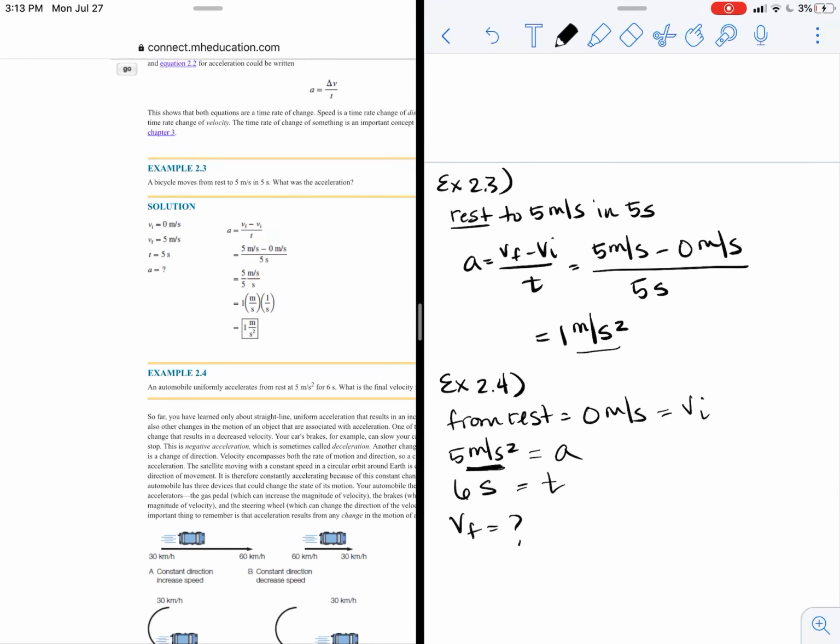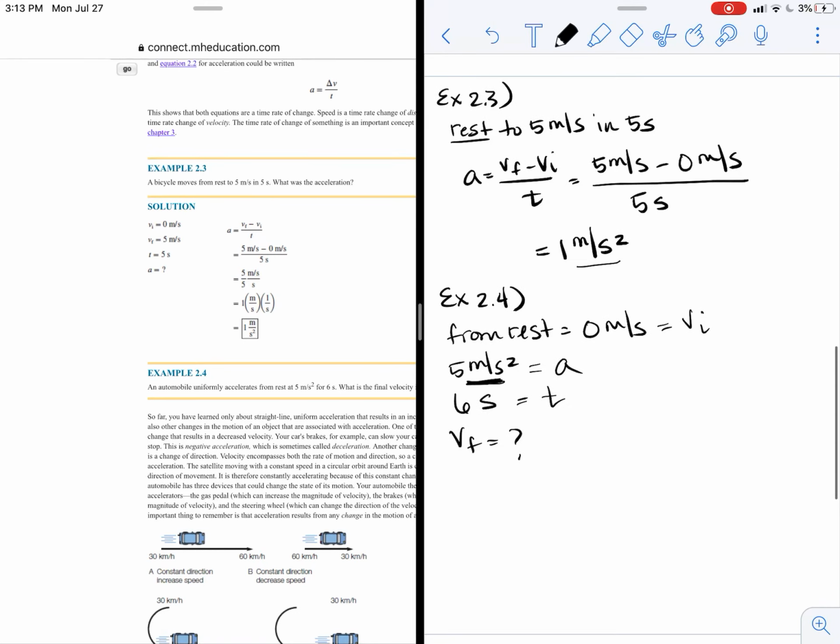All right, so now let's go back to our equation. Well, crud, we have to actually rearrange this equation in order to find final velocity. So how do we do that? Well, we're gonna have to do some algebra. So if I want to get rid of this time on the bottom here, I'm going to have to multiply it to both sides. So right now I have time times acceleration is equal to final velocity minus initial velocity.